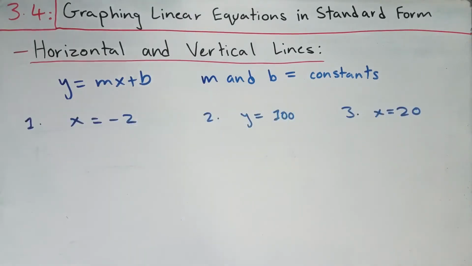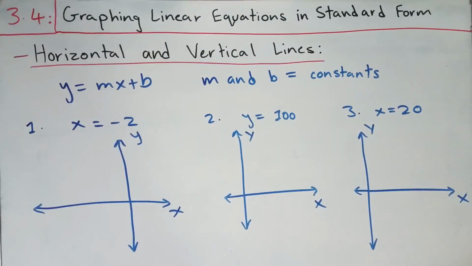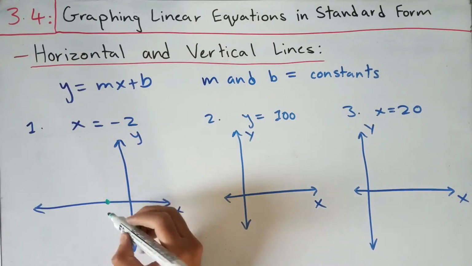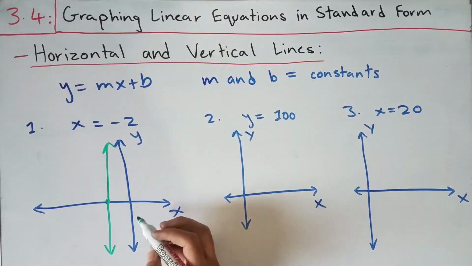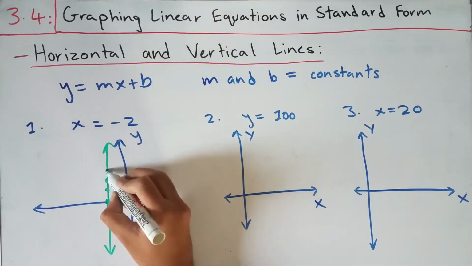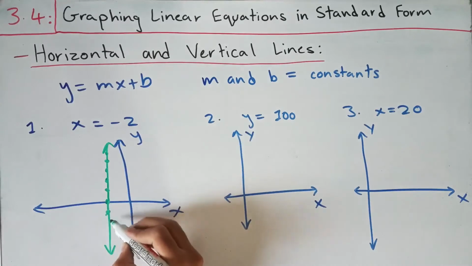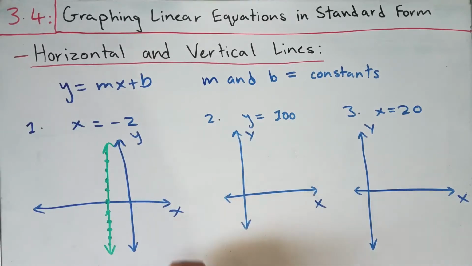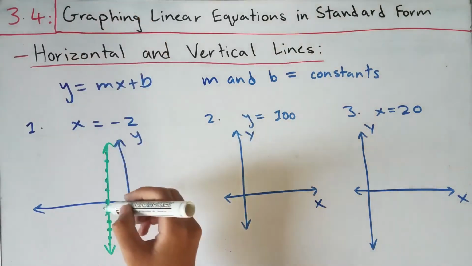So let's look at some problems of horizontal and vertical lines. In question 1, we're given that x equals -2. So we know that for the coordinates of x equals -2, our x values will always be at -2. So we can start at -2, 0, and our line will be vertical, and all our points will lie at x equals -2, and our y values will be all real numbers as they extend to positive infinity or negative infinity.